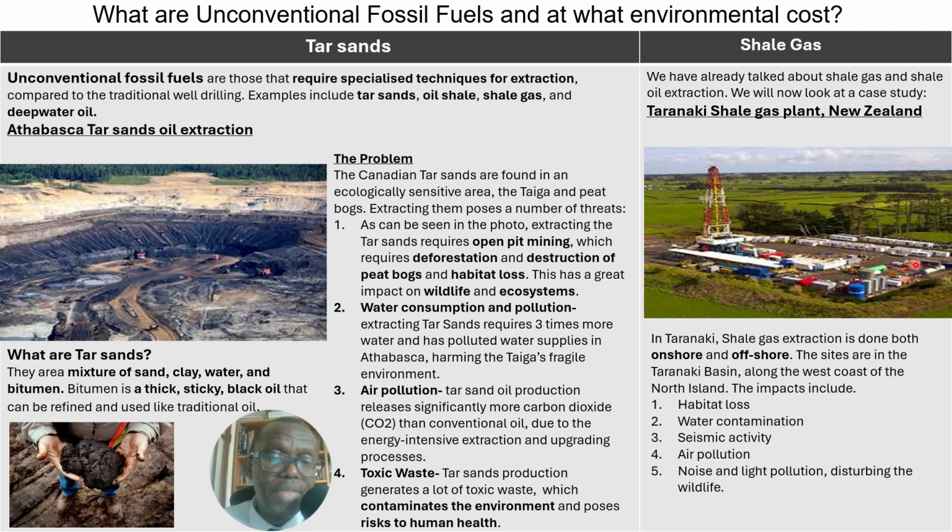But what is the problem then? The Canadian tar sands are found in an ecologically sensitive area, in the taiga and the peat bogs. Extracting them poses a number of threats, and as can be seen in the photo on the left, we have open pit mining taking place here. And this obviously has really scarred this particular landscape. On top of that, it requires deforestation and the destruction of peat bogs, which leads to habitat loss. And this has a great impact on wildlife and ecosystems.